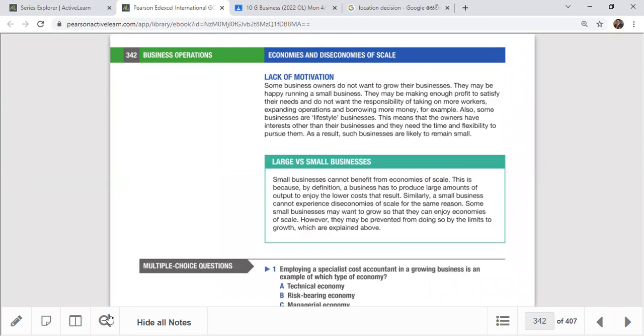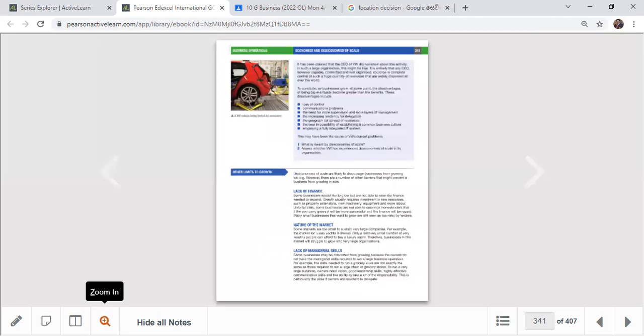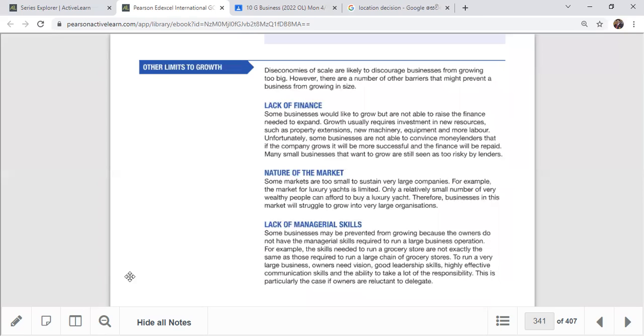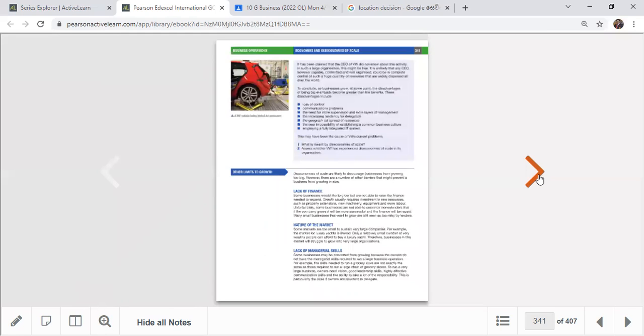These are the main barriers to growing and becoming a large organization. Financial support is not there. Sometimes the nature of the market is always small, and lack of skills and the business objective, lack of motivation.